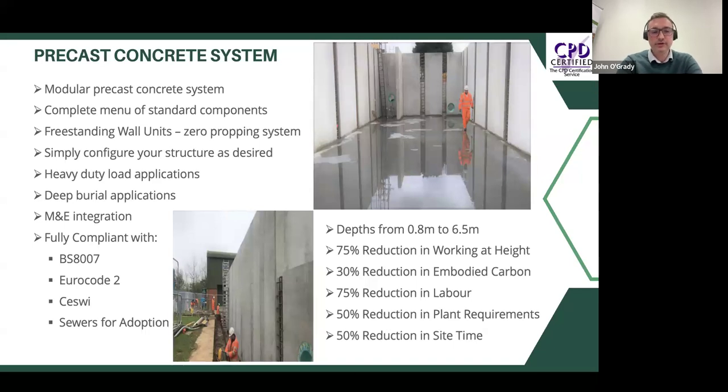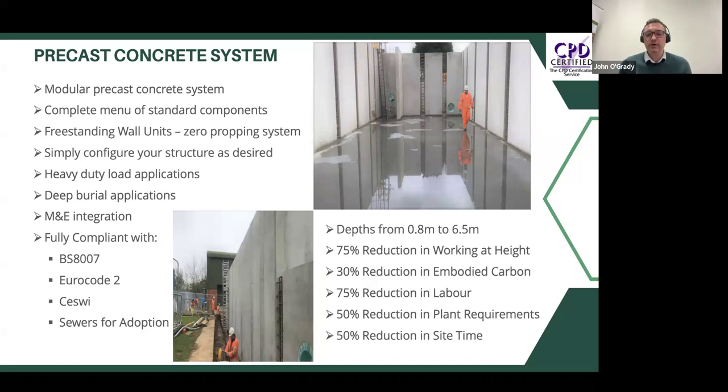Again, fully compliant to the BS and Eurocode. The system, it says 0.8 to 6.5. 600 mil is incredibly shallow, but I've recently seen one of those up to 6.5. A lot of our own work would tend to be 1 meter to 4, and then you'll have a few that fall outside of that.